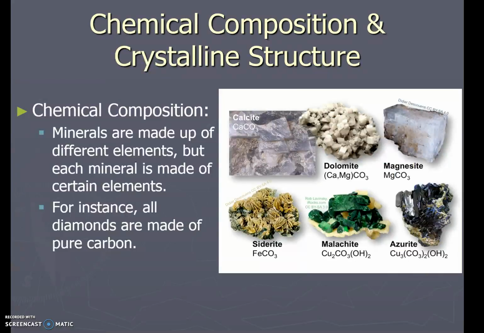Then we have our last few words: chemical composition and crystalline structure. We'll start with chemical composition. Each mineral is made up of different elements, but minerals of the same type will all contain certain elements. One of the easiest examples is that all diamonds are made of pure carbon. That is its chemical composition, what elements it's made of. Here's some more. Calcite is made of carbon, calcium, and oxygen. Dolomite is made of calcium, magnesium, carbon, and oxygen, etc.